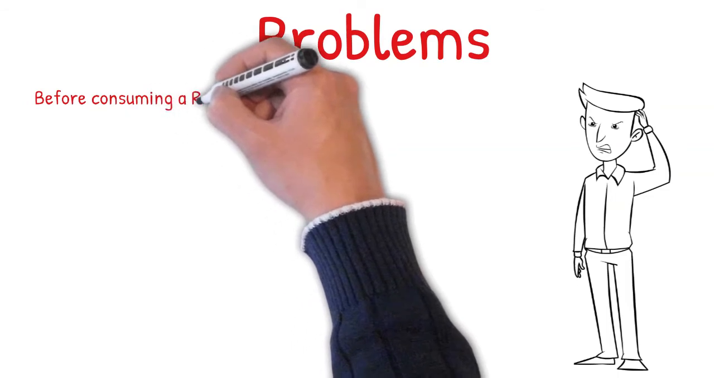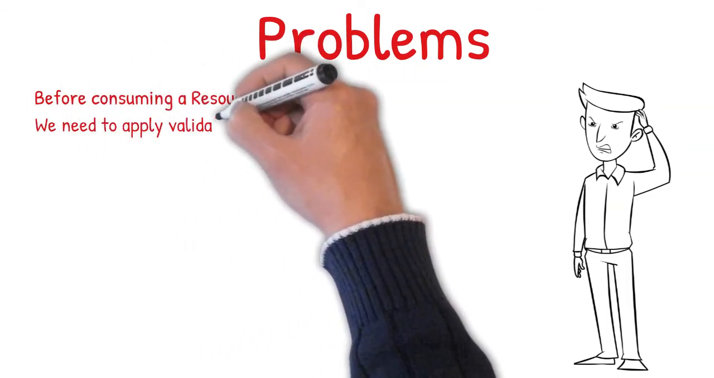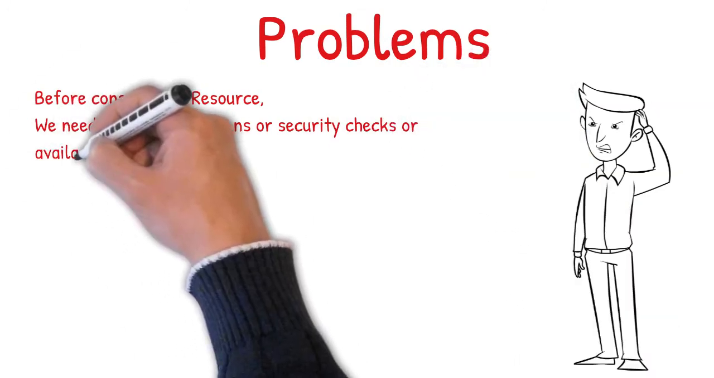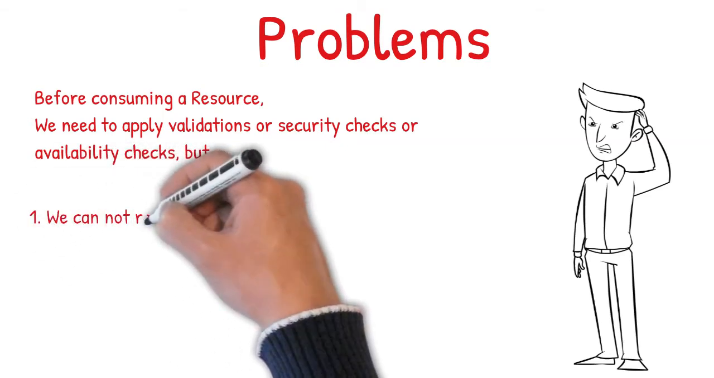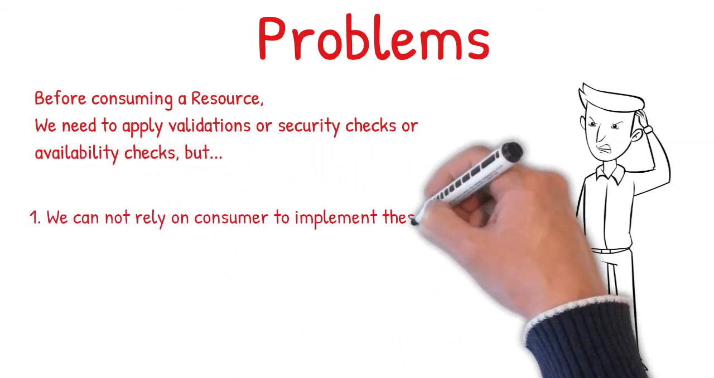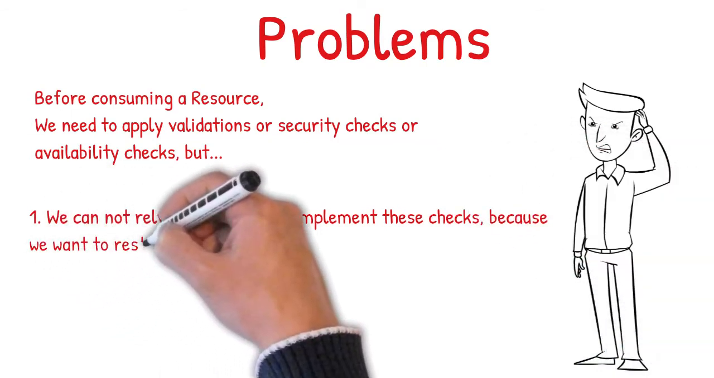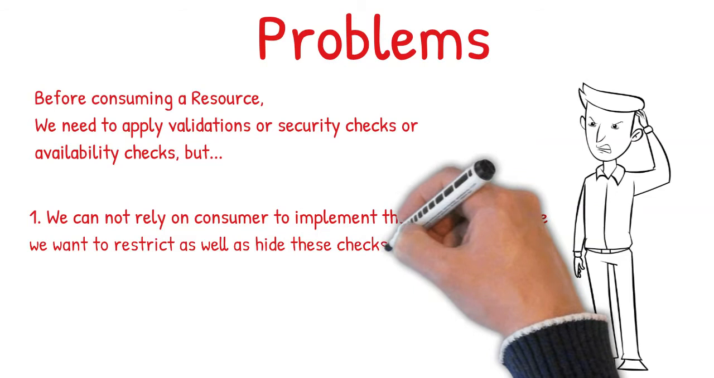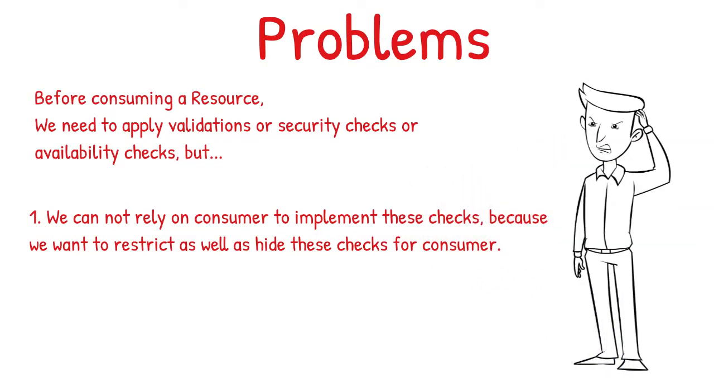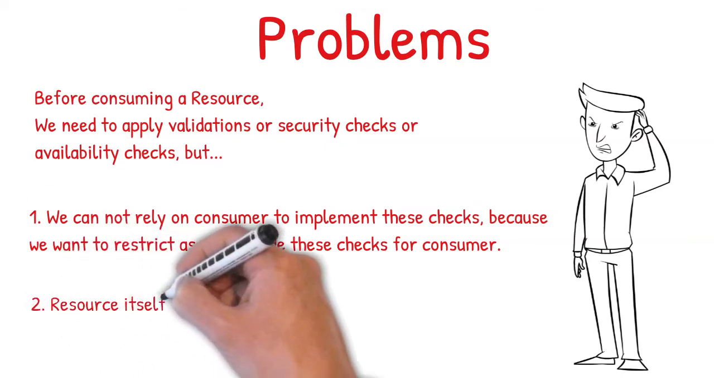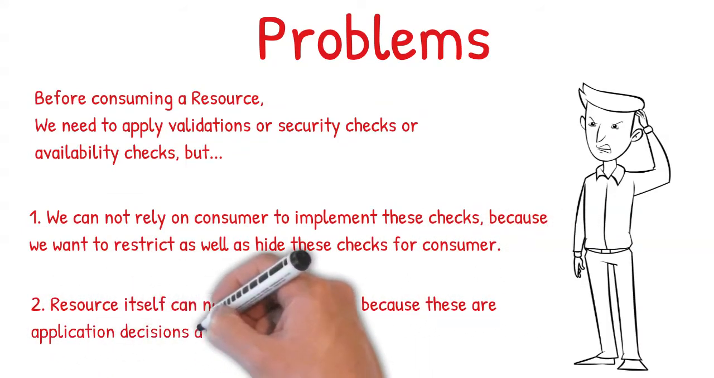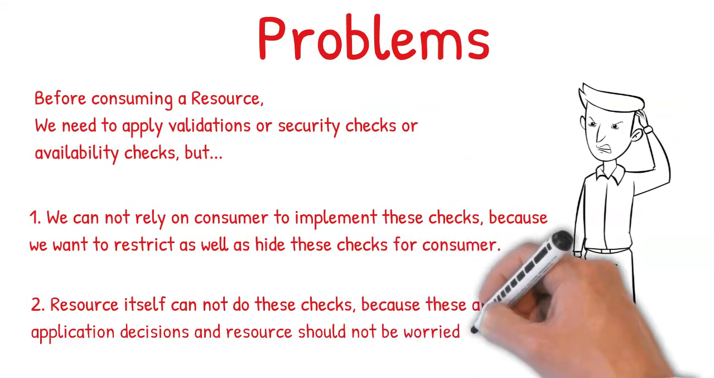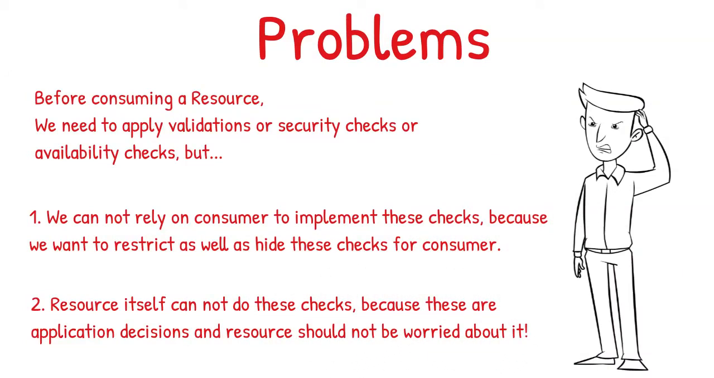Well, we had a situation where before consuming a resource, we needed to apply different types of checks like validations, security checks, or availability checks. But then we started encountering problems. First, we cannot rely on a consumer to implement these checks because we want to restrict as well as hide all of these checks from the consumer. In the second problem, the resource itself cannot have these kinds of checks because these are application level restrictions or decisions, but the resource should not be really worried about it.